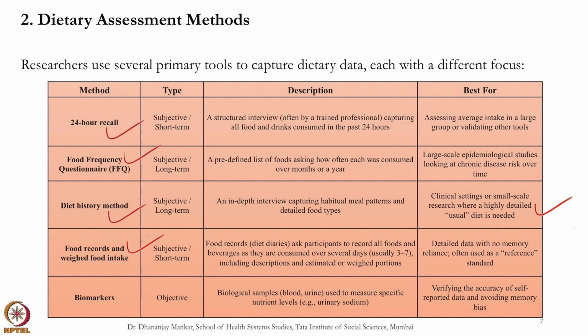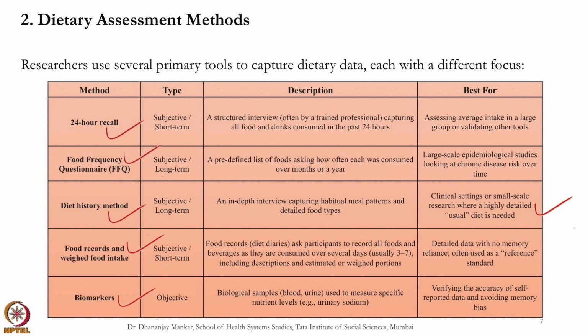The fourth, next in line, is the food records or weighed food intake, which is subjective and short term like the very first one. It takes into account the food records, that is, diet diaries, which ask participants to record all foods and beverages as they are consumed over several days, usually from 3 days to 7 days, including a description and estimated or weighed portions. You can say it gives you detailed data with no memory reliance, is often used as a reference standard, and can be seen as important for short studies.